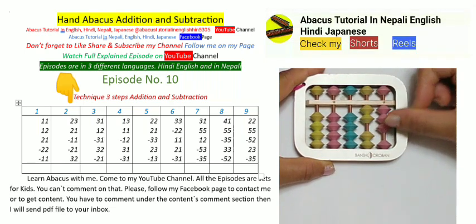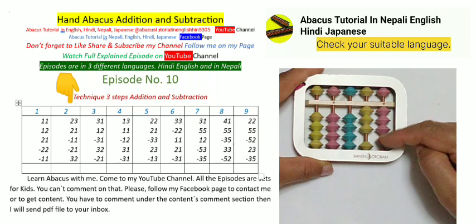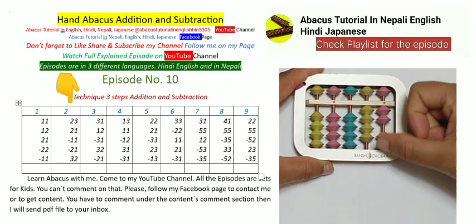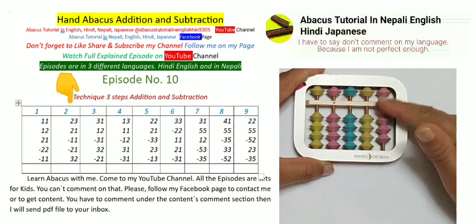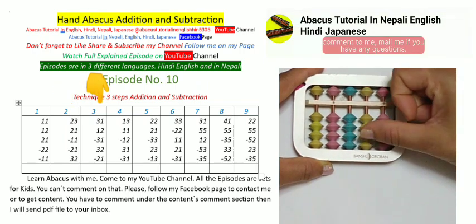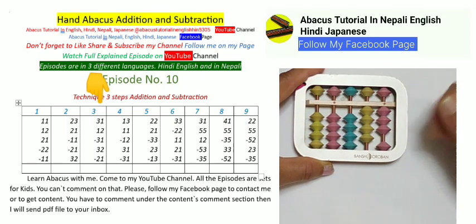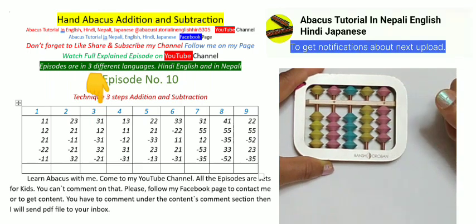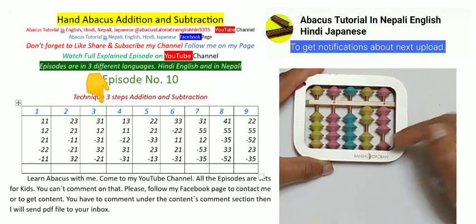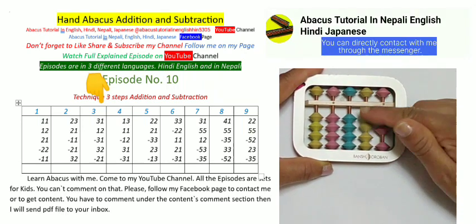Question number 2. Place 2, 3, 23. Place 2, 1, 21. Minus 1, 1, 11. Minus 2, 1, 21. Plus 3, 2, 32. 44 is your answer. Question number 3. Place 3, 1, 31. Place 1, 2, 12. Minus 3, 1, 31. Place 3, 2, 32. Minus 2, 1, 21. And your answer is 2, 3, 23.